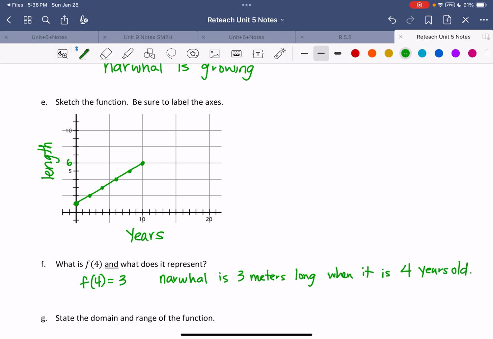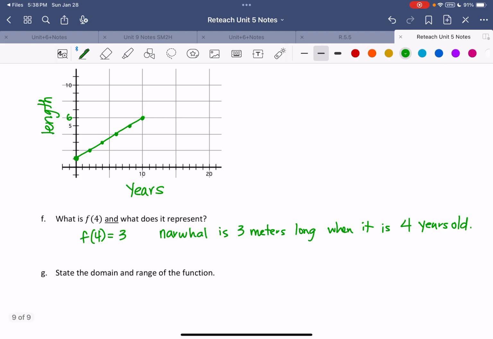Okay, the domain is our years. So how long is that narwhal growing? Well, year 0, it reached 6 meters at year 10. So our domain would be from 0 to 10. Our range, well, it started 1 meter in length and it ended at 6 meters in length.